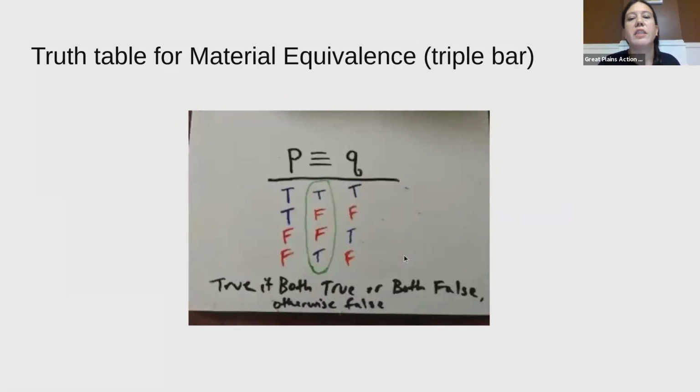All right, and then material equivalence, the biconditional, that's used to translate "if and only if," or if something says that two things are both necessary and sufficient for each other. So that's going to be true when they're both true, or true when they're both false. So when they have the same truth value, they're true. Otherwise, they're false.